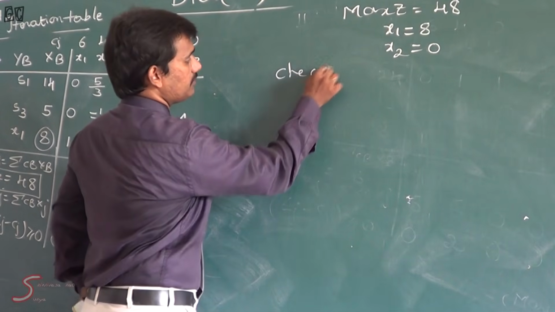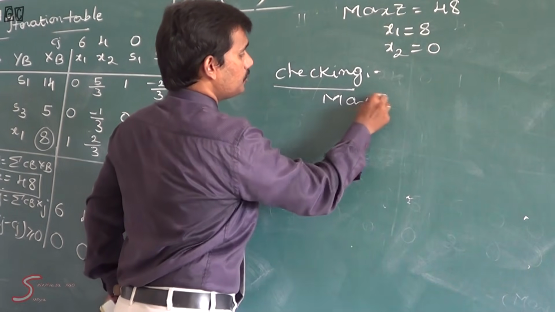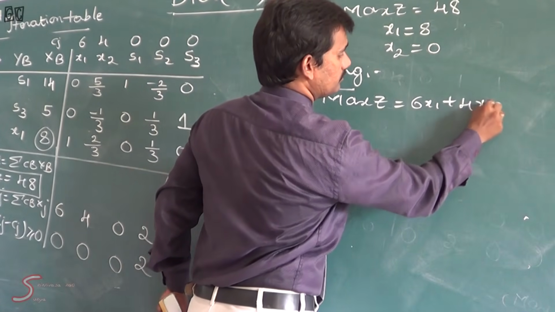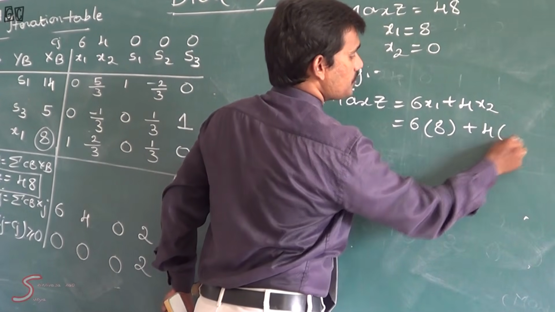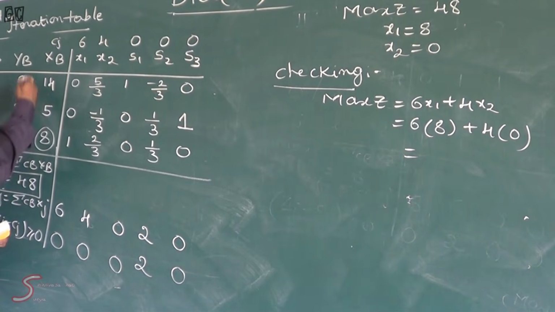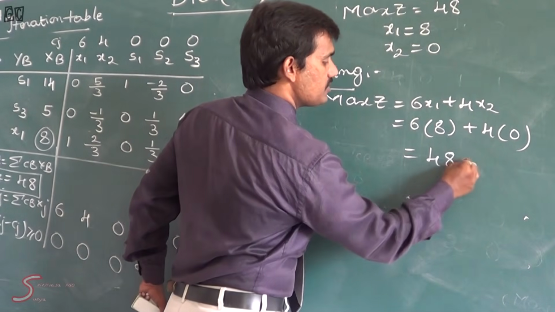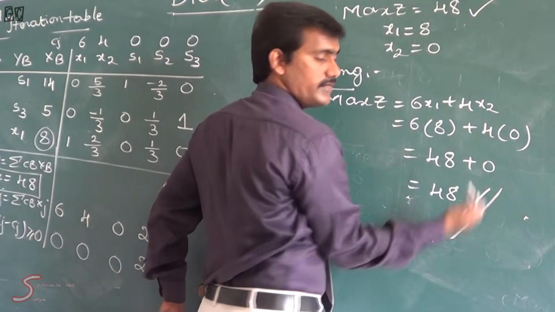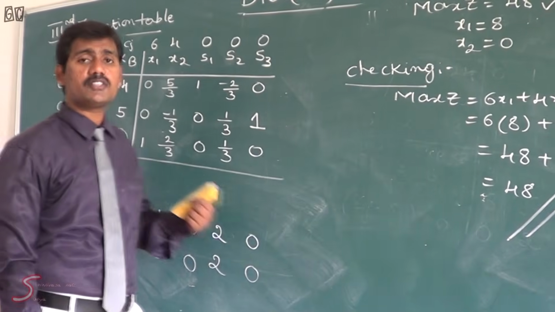Now we are going to check it. The given objective function is max z equal to 6x1 plus 4x2. So we got x1 as 8 and x2 as 0. Why is it 0? In the iteration table we don't have x2, so obviously we have to consider x2 as 0. That is 6 8s is 48 plus 0, obviously 48. That's it. Here we have 48. Hence the solution is optimum.